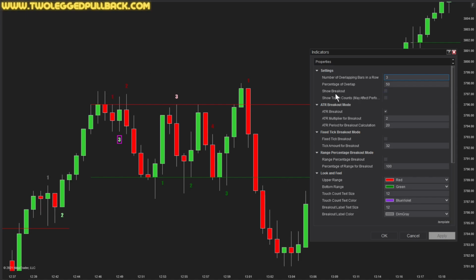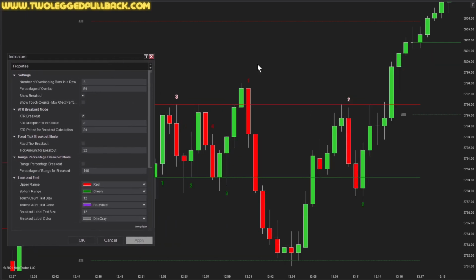The next setting is Show Breakout. If I select this and press apply, we can see in the chart now there are lines above and below the trading range. These dotted lines show us how far the price needs to go in order for there to be a successful breakout. This is important because then the trading range knows when to stop calculating the trading range.